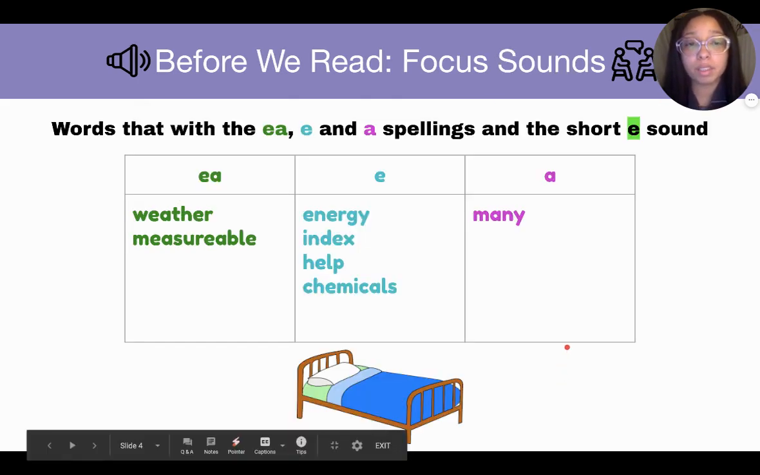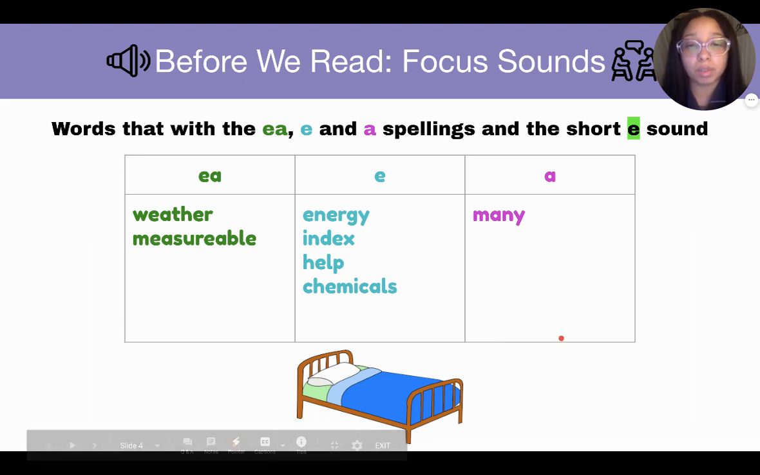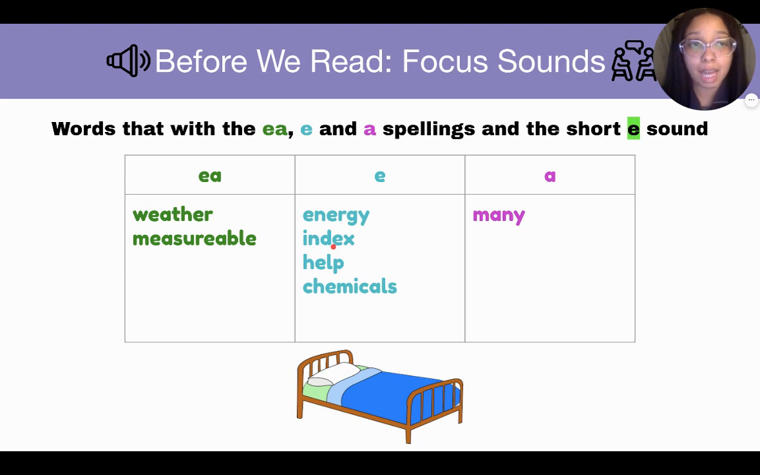As we read, these are the focus sounds we will hear as we are reading the text. Words with the EA, E, and A spellings may have the short E sound, as in eh. EA, weather, measurable. E, energy, index, help, chemicals. A, many.